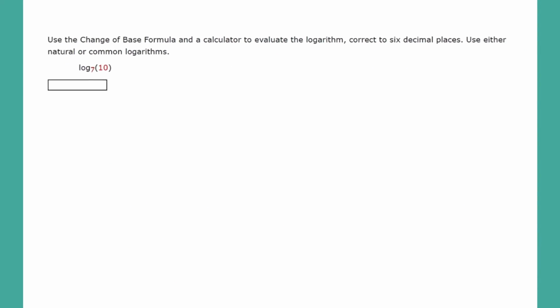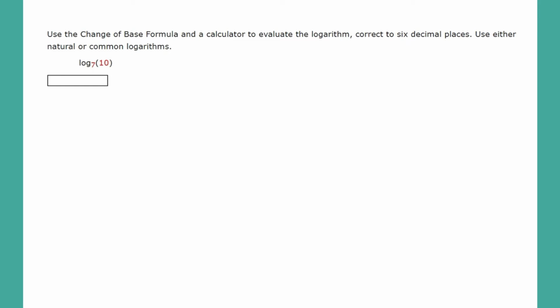The last problem says, use a change of base formula and a calculator to evaluate the logarithm. The change of base formula says if you have log base b of a, then you can change the base to anything you want. Generally, since our calculators use base 10, we want to convert this to base 10. So the way you do that is log of a divided by log of b.